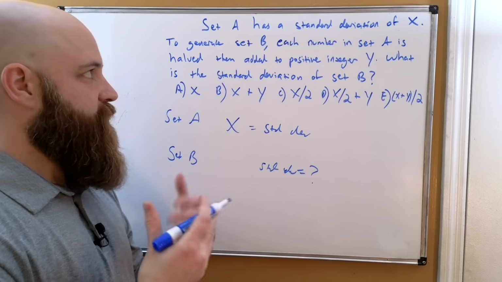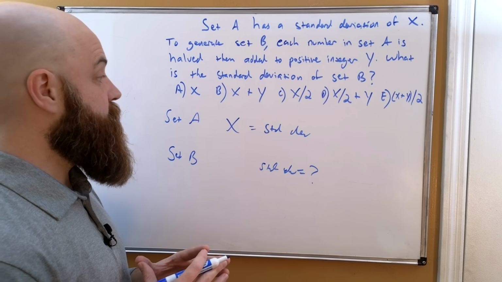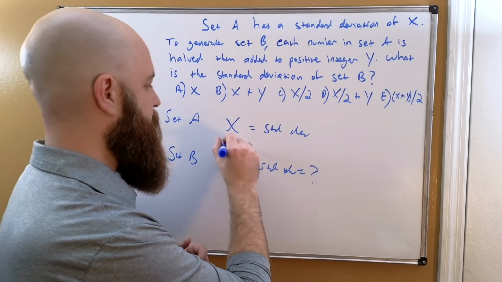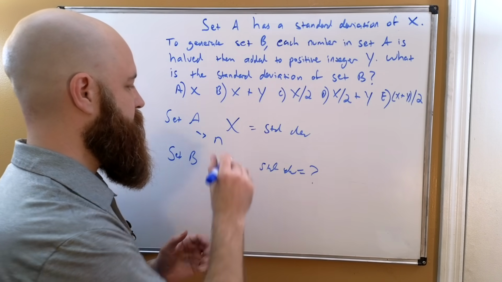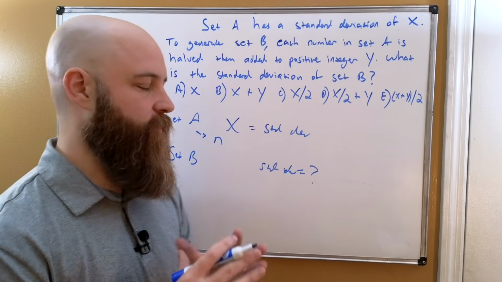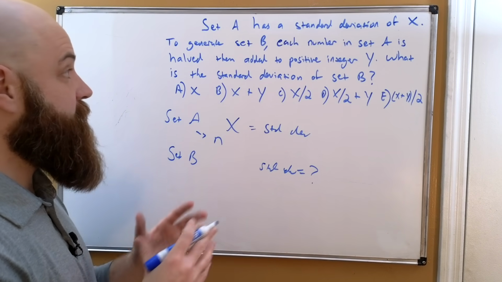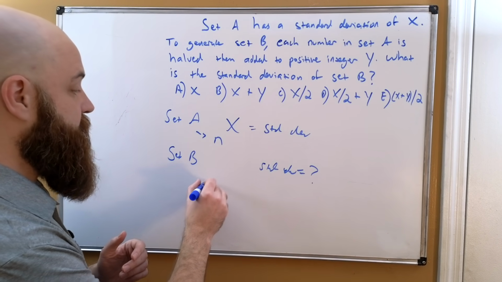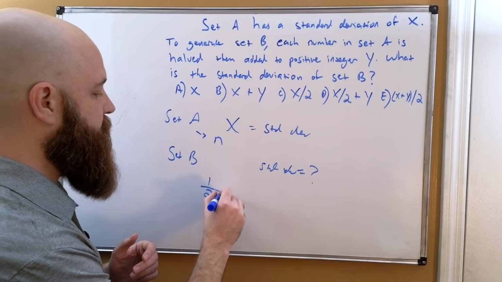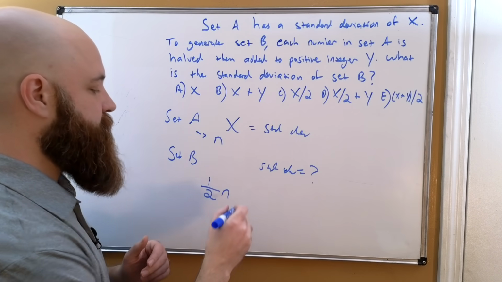Okay, well, let me just imagine a number in set A. I'll just say, okay, maybe set A had a number n. It has a bunch of different numbers. Maybe n is one of them. And what am I going to do to n and to all the other numbers? Well, I'm going to make it part of set B. So it's 1/2 times n. And then I'm going to add the positive integer y.